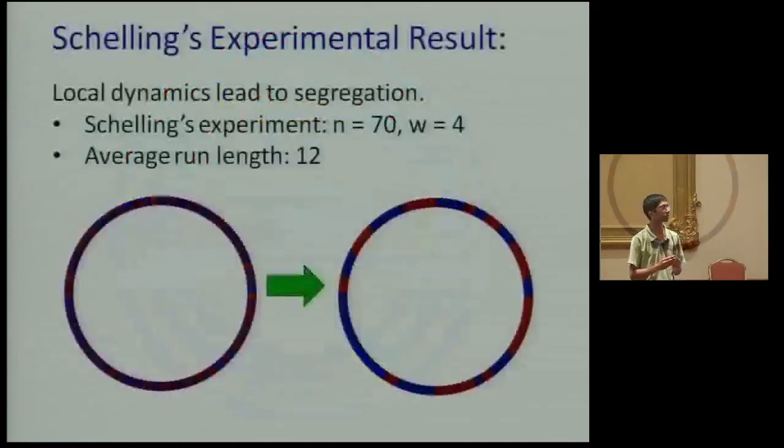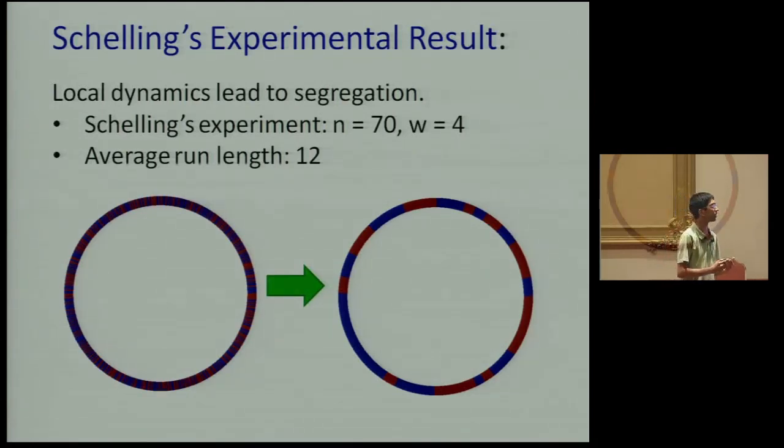Of course, being the first one to introduce this, Schelling did a few experiments, and his conclusion was that local dynamics will lead to segregation. He ran it on a relatively small case with n equals 70 and a window size of W equals 4. Now, he observed that even though a run length of 5 of alternating types would make everyone happy, he observed a much longer average.